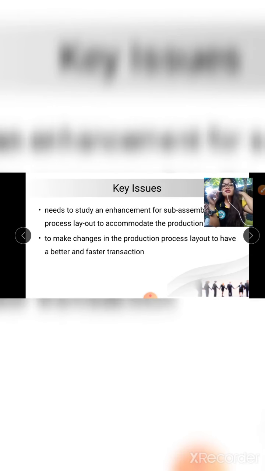So here are the key issues. The company needs to study an enhancement of sub-assembly in process layout to accommodate the production target. The said study is to make changes in the production process layout to have a better and faster transaction in obtaining the achievable lead time as a precedence of the production.